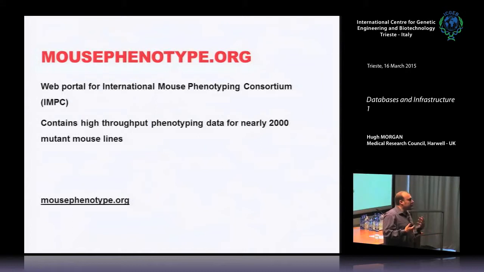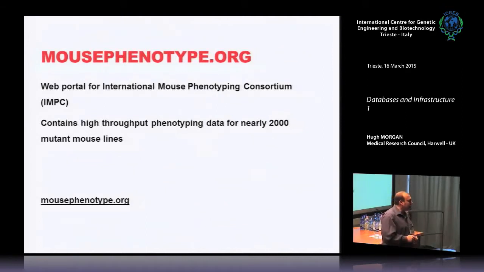Another final website I'm going to cover in detail is mousephenotype.org. As I mentioned, this is the web portal for the IMPC, the International Mouse Phenotyping Consortium. At present, it contains data for around 2,000 knockout mutant mouse lines, which have had a common phenotyping pipeline performed on them. You're going to hear more about this project in the future, and I will mention that this is the project for which I work.